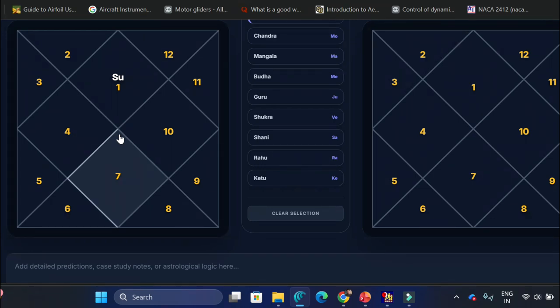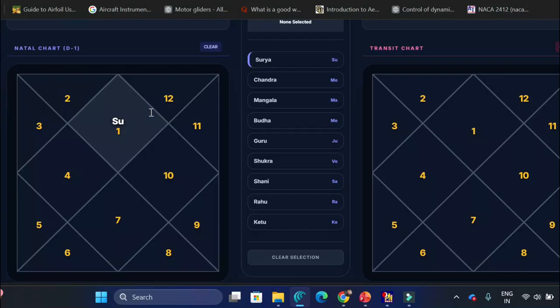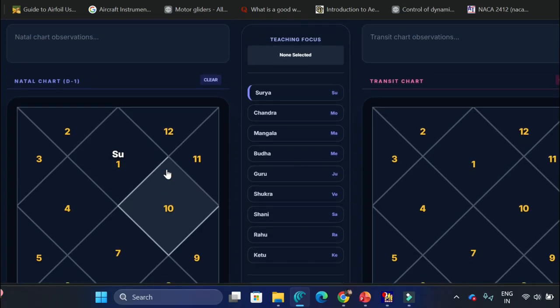Can you check? Do you remember what is the degrees of your sun? I don't remember, but it looks similar to that. I don't have it in mind. It will be around 7 to 8 degrees.